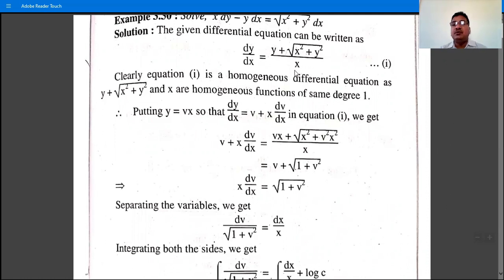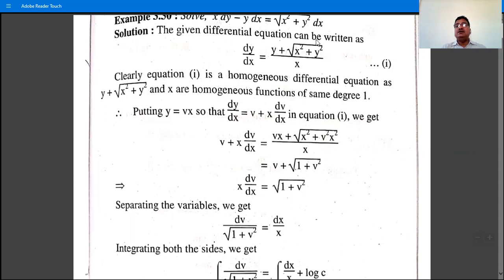And this is a homogeneous differential equation, as this y plus root x square plus y square as well as this x are homogeneous functions of the same degree, and the degree of each function is 1. This y plus root x square plus y square is a homogeneous function with degree 1, and this divided by x is also a homogeneous function of degree 1. And so it is homogeneous.